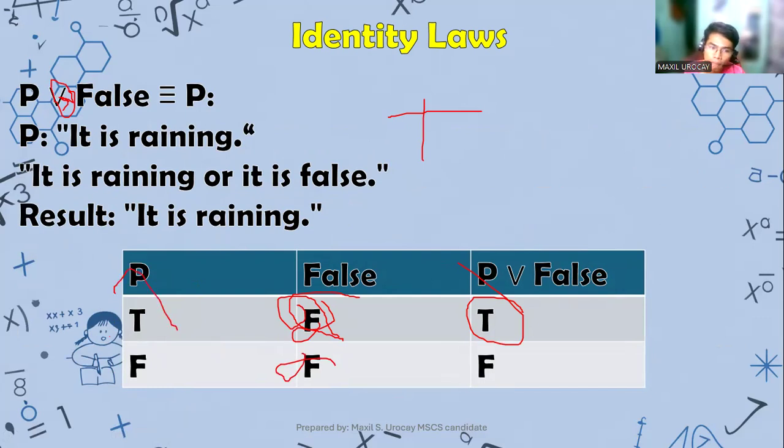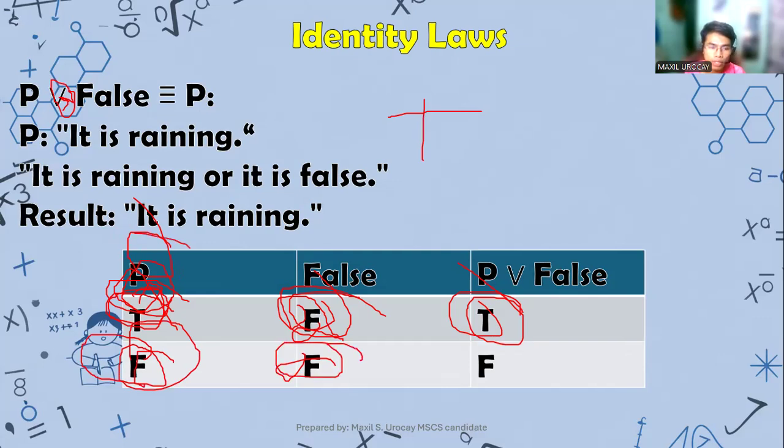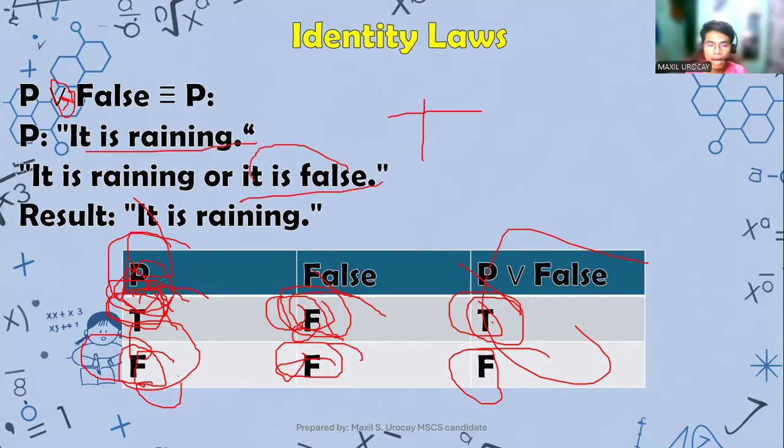So if you add any statement into the false statement, it will always be the P. And if you add a false P into false, it will always be the P, which is the false. So F plus P will always be P, and F plus F will always be F. So therefore, that's how it works. For example, it is raining or it is false, so it will become it is raining. So that's how it works.